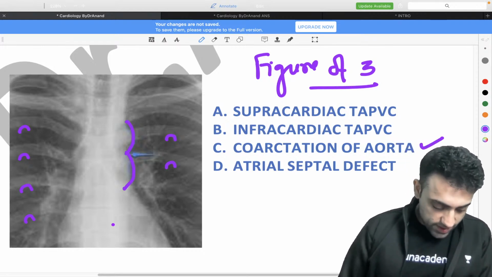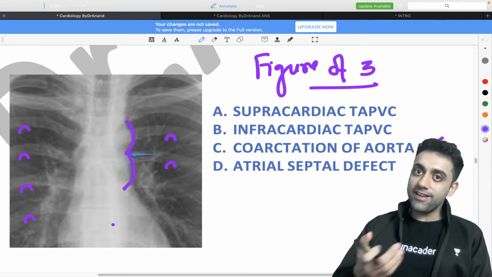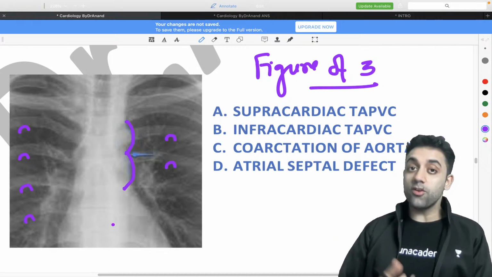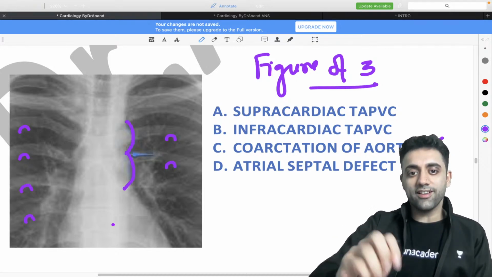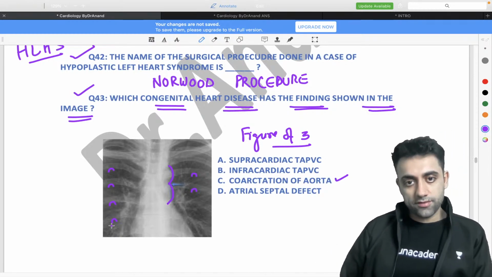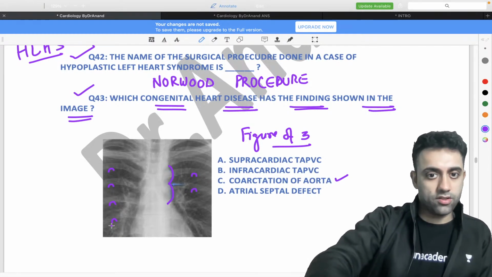Figure of 3 appearance. Okay, Combat, you already came, bro. You are in the cab going to the railway station. How come you are online right now? Magic.